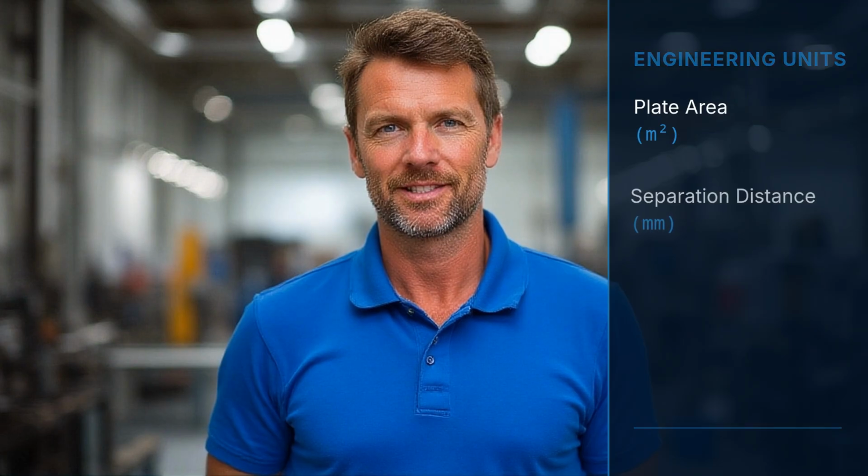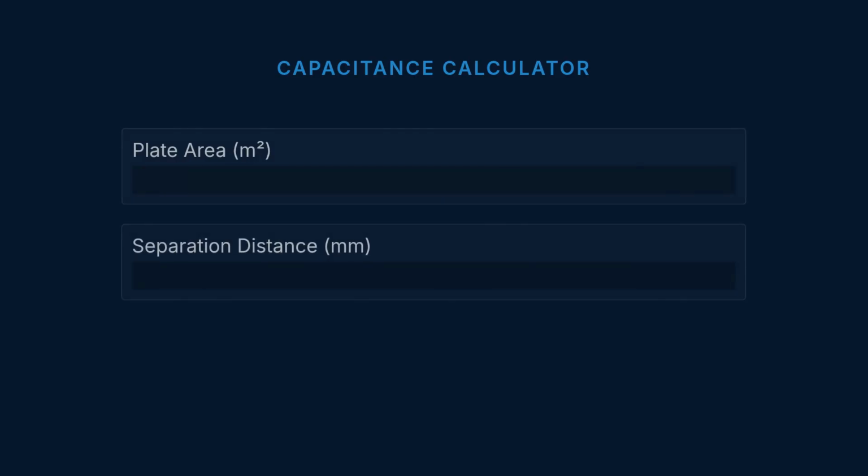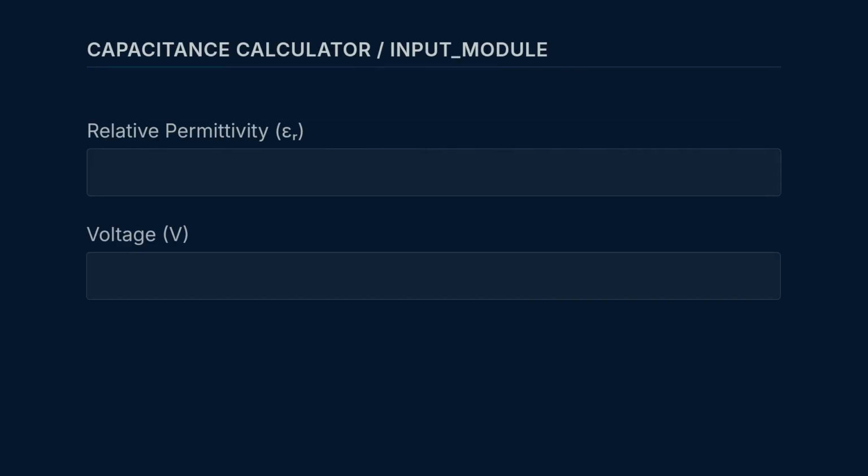Then we have plate area in square meters, separation distance in millimeters, relative permittivity epsilon r, voltage in volts, capacitance in picofarads, charge in nanocoulombs, and energy in microjoules. For our example, I'll input a plate area of 0.01 square meters, separation distance of 2.0 millimeters, relative permittivity of 4.5, and voltage of 100 volts.